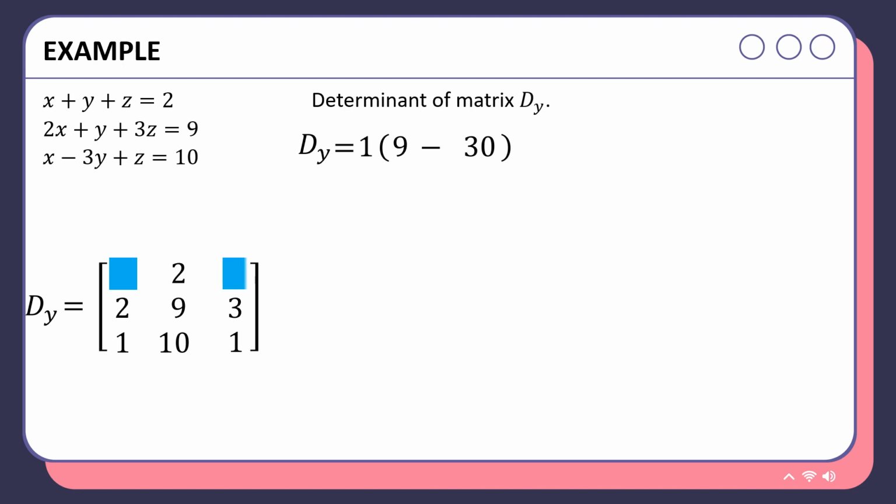We cover 1, 1, 9, and 10. Our next operation is subtraction. We copy 2 times 2 times 1 is equal to 2 minus 3 times 1 is equal to positive 3.